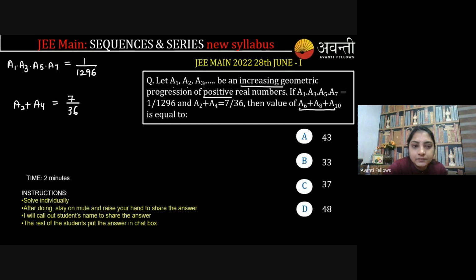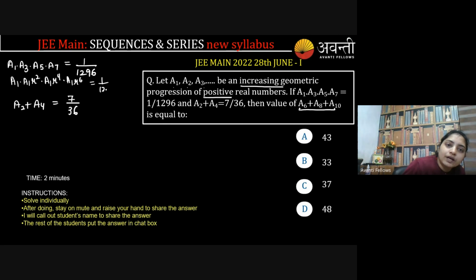Done? Able to do or not? A1 R square, A1 R4, A1 R6 is equals to 1 upon 1296. So A1 raised to power 4 and R raised to power 12, right? Is equals to 1 upon 1296. So it means A1 R3 raised to power 4 is 1 upon 1296. So we can calculate that, right?